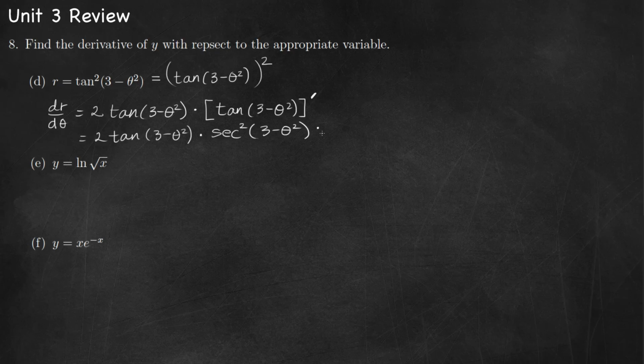So now I want the derivative of 3 minus theta squared. We're taking the derivative with respect to theta. So we're going to use the power rule here. The derivative of 3 is 0. The derivative of negative theta squared is negative 2 theta. And all of this stuff is being multiplied. We can multiply in any order. So I have my 2 way out front and this negative 2 that's being multiplied at the end. So that's going to make it a negative 4 times theta times the tangent of 3 minus theta squared times secant squared 3 minus theta squared.